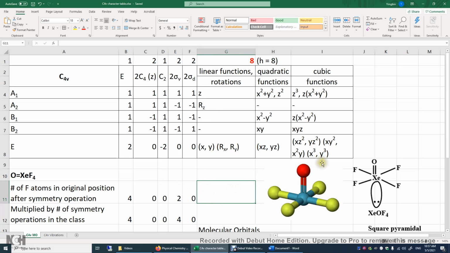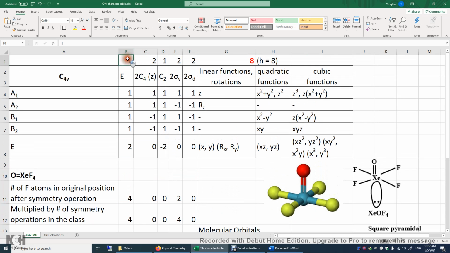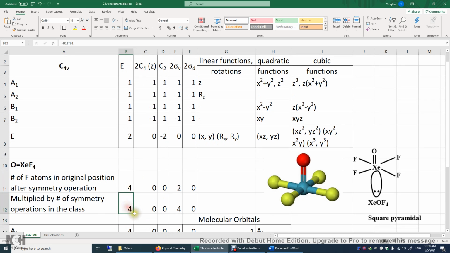So that's how we got these five numbers. They are the number of fluorine atoms that remain in the original position after a symmetry operation. And then you multiply these five numbers with these five numbers respectively. So really, right here, it's B11 times B1. B1 is this number. And all you need to do is drag it from left to right. You get the products, five products.